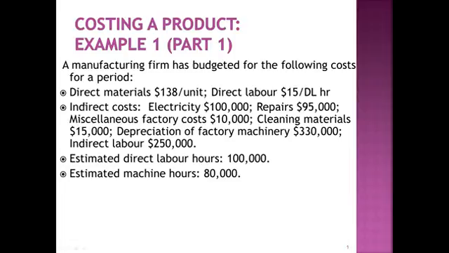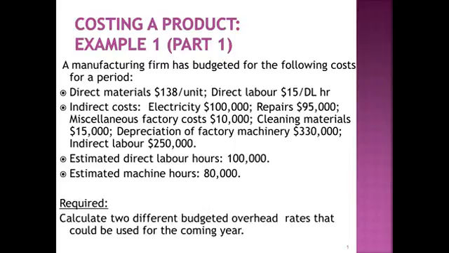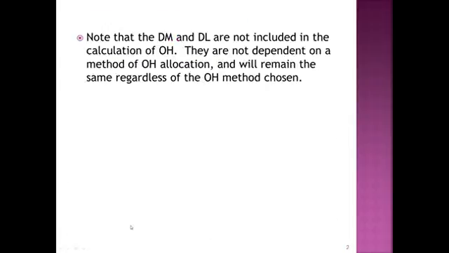Okay, so remember that the indirect costs, the estimated direct labour hours, and the estimated machine hours are all estimators. They're all estimated because we're doing this at the start of the period so that we've got a rate that we can use for the coming accounting period. So what's required is calculate two different budgeted overhead rates that could be used for the coming year.